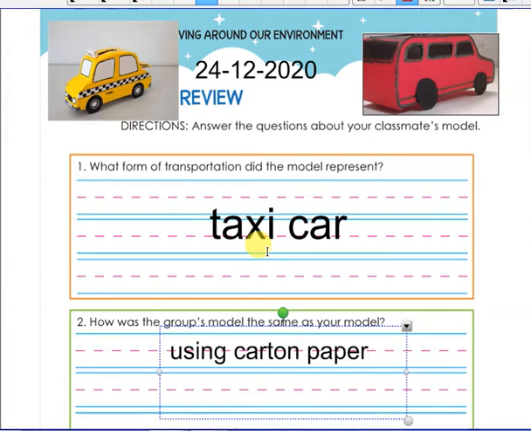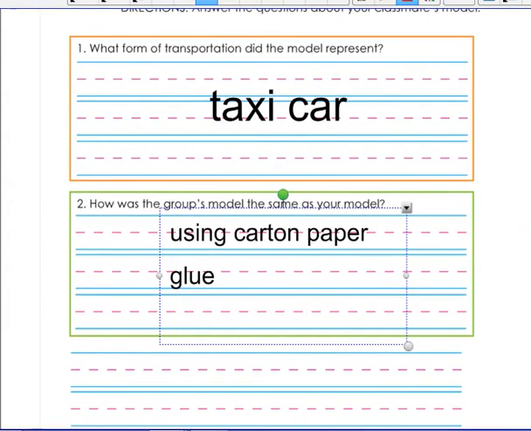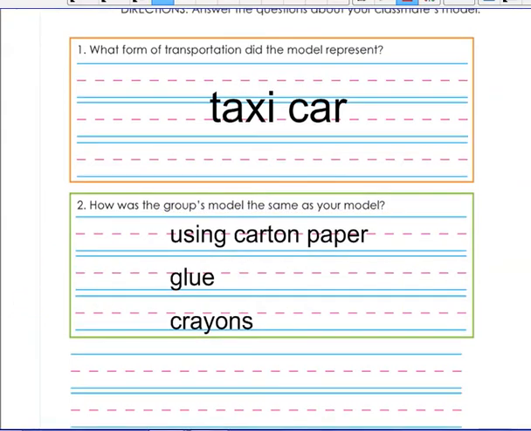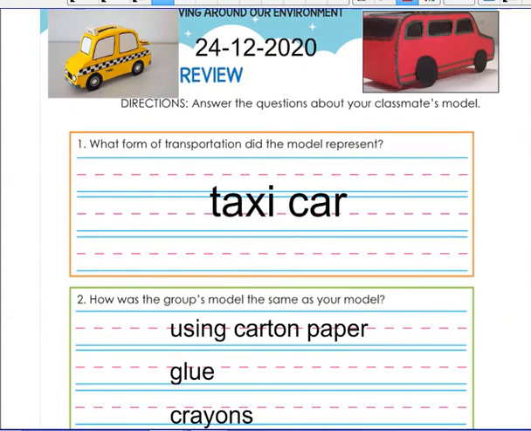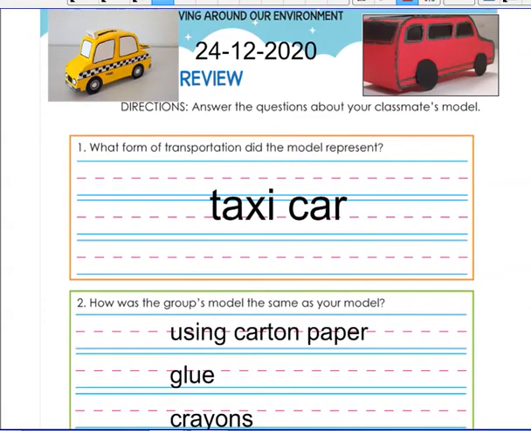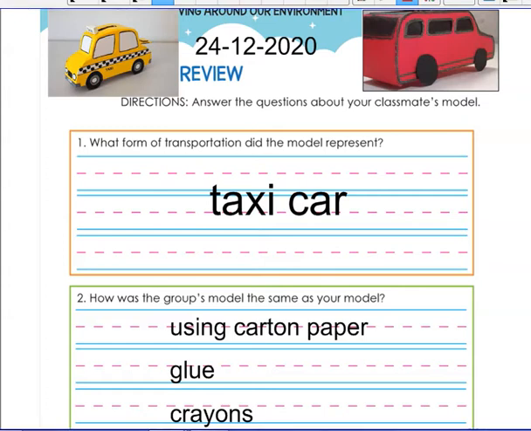They use glue. Yes, using glue. And what again? They use colors or crayons. So they use carton paper and we use carton paper. They use glue and we use glue. They use crayons and we use crayons. So the model of Junior 1C and the model of Junior 1D is similar, using these materials.